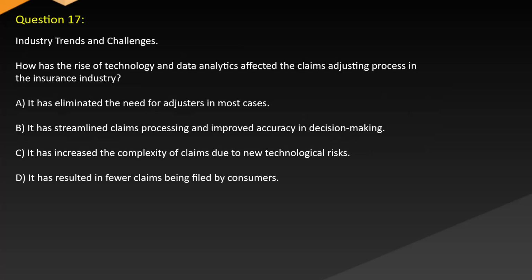Question 17. Industry trends and challenges. How has the rise of technology and data analytics affected the claims adjusting process in the insurance industry? A. It has eliminated the need for adjusters in most cases. B. It has streamlined claims processing and improved accuracy in decision-making. C. It has increased the complexity of claims due to new technological risks. D. It has resulted in fewer claims being filed by consumers.